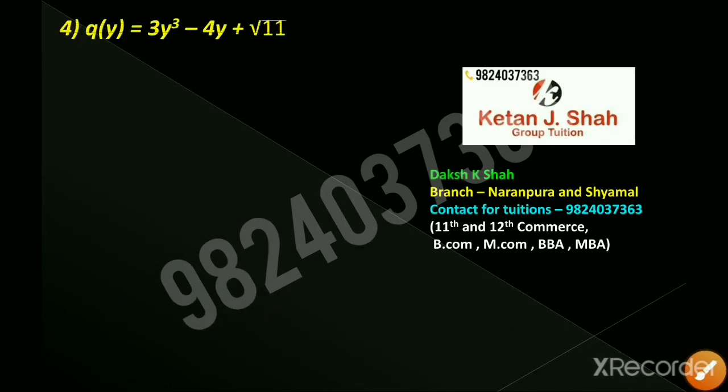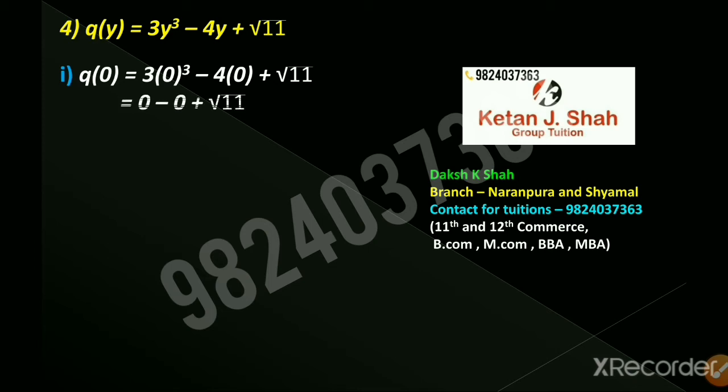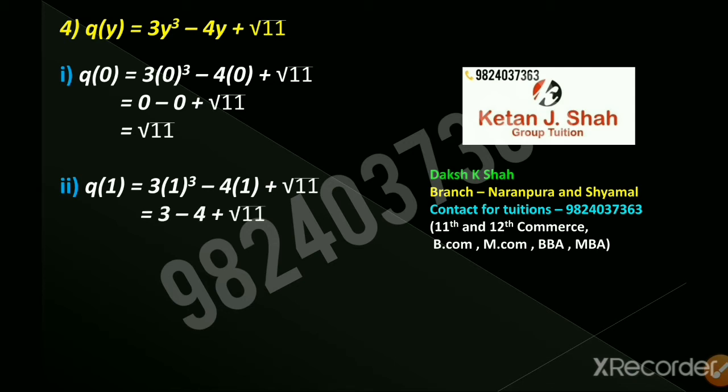Now for the final example, Q of y equals 3y cube minus 4y plus root 11. So first we will do Q of 0 equals 3 into 0 cube minus 4 into 0 plus root 11. So 3 into 0 is always 0, 4 into 0 is 0, so the answer will be root 11. Now Q of 1, 3 into 1 cube minus 4 into 1, 1 multiplied by anything is equal to the same. So 3 minus 4 plus root 11 equals minus 1 plus root 11.